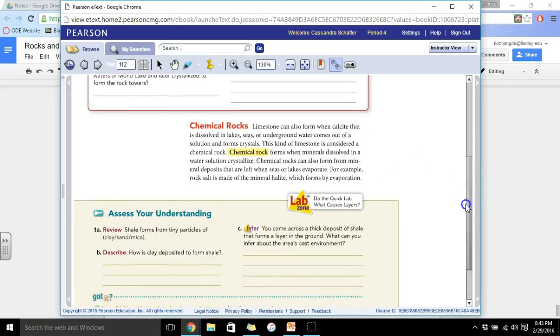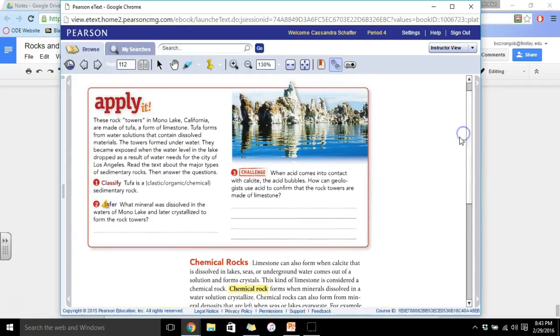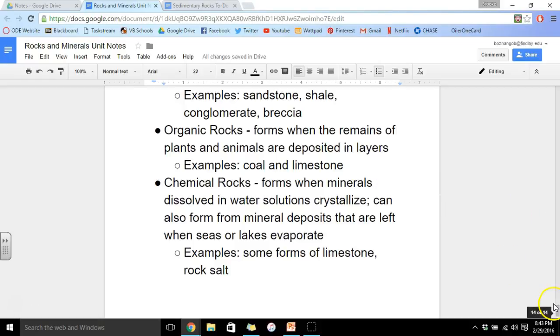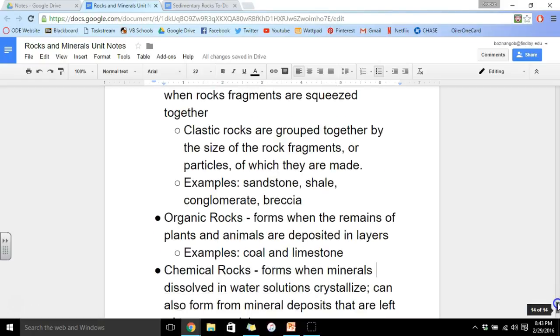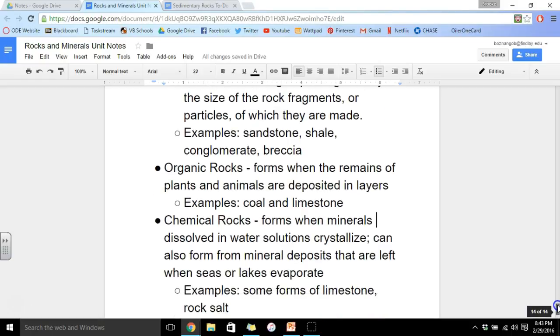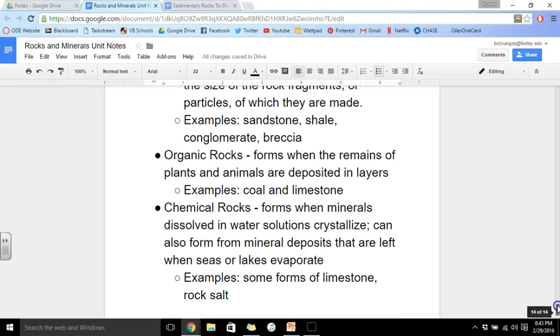So, we review. We had clastic rocks, which form from rock fragments when they're squeezed together. Organic rocks, which form from the plants and animals, or the remains of those that are squeezed together. And then chemical rocks that form when minerals dissolved in water solutions crystallize, or when they are left behind after it evaporates.